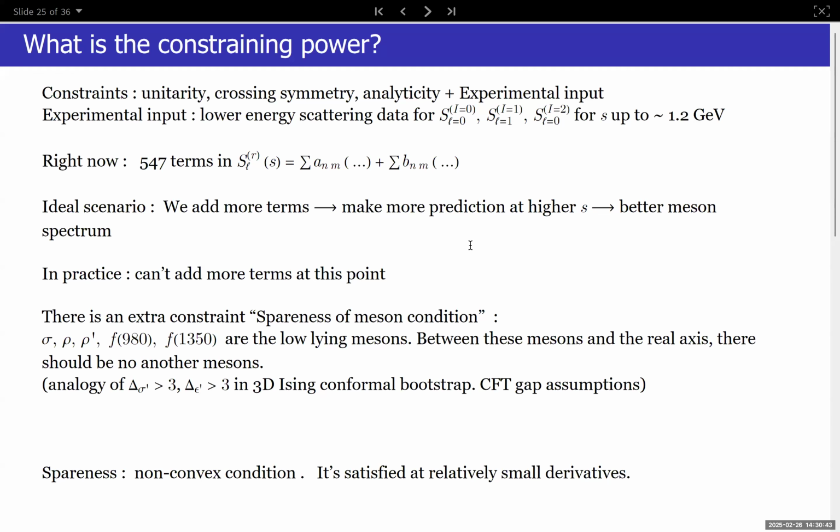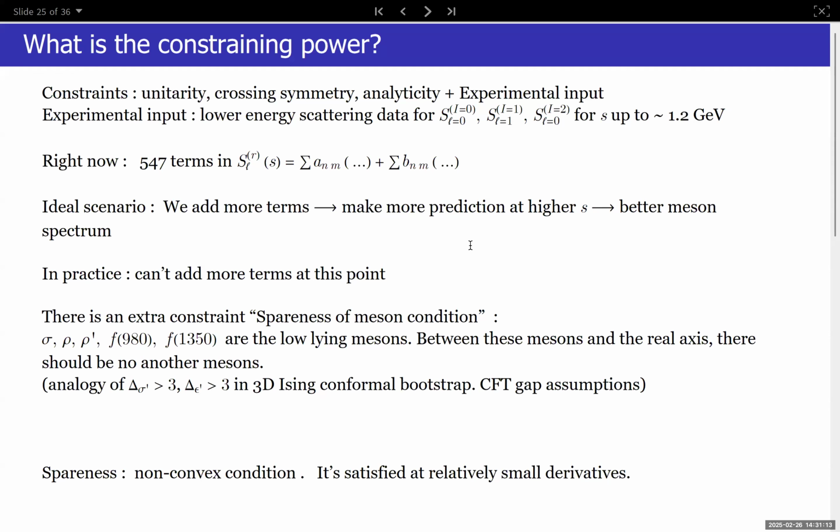Okay. Let me try to answer your question. What happens if we include more terms in the ansatz? The ideal scenario would be like in conformal bootstrap. If we add more terms, it's more sensitive, and we get more predictive power at a larger energy. But in practice, that doesn't work.